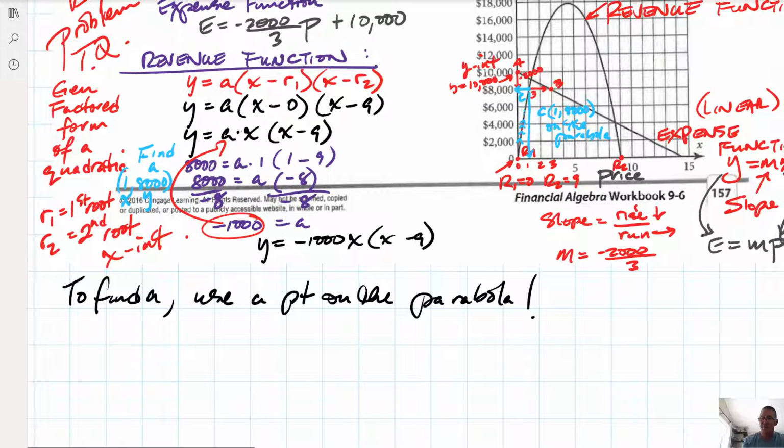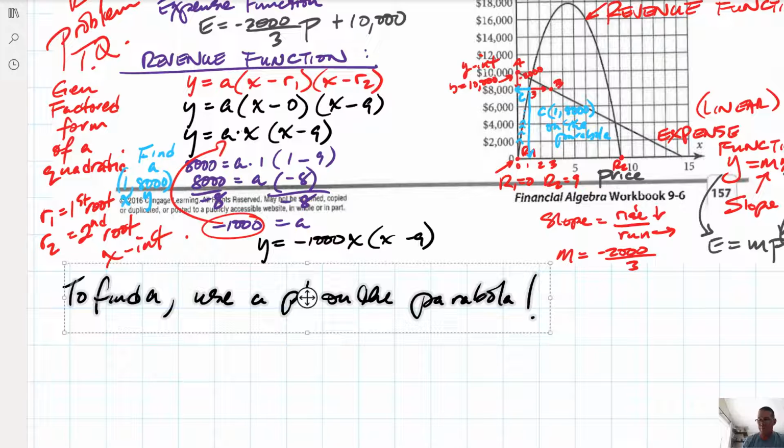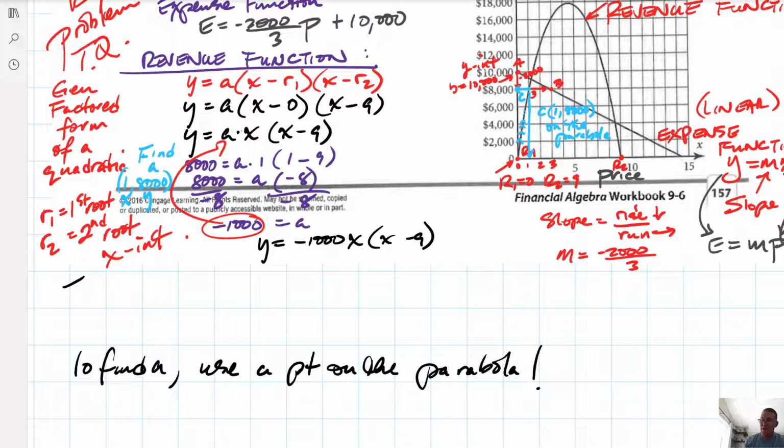Okay, so let me do that here. I'm just trying to get some more room. Okay, so here we go. Distributing through, y equals negative 1,000. x times x is x squared. All right, negative 1,000 times negative 9 gives you 9,000x. Okay, and there is my function.